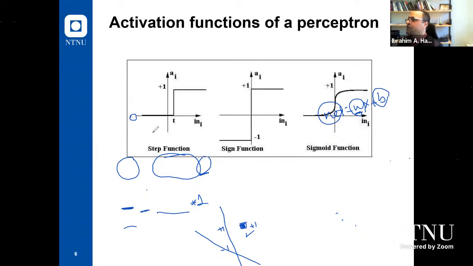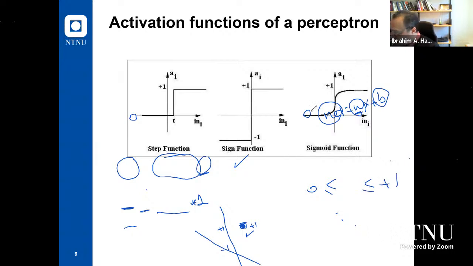Maybe someone else will say no, one class will be plus one and one class will be negative one. So in this case, I need to use the sign function. They call it a symmetric step function or a symmetric hard limit function. If you are interested in probability, we will use the sigmoid function, because in the case of the sigmoid function, the output would be a number between zero and plus one. So it will be a probability.